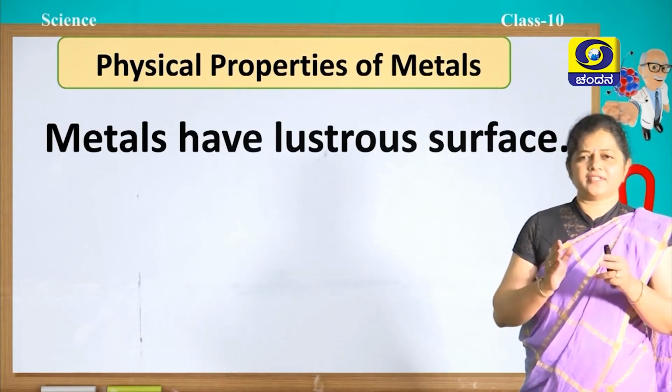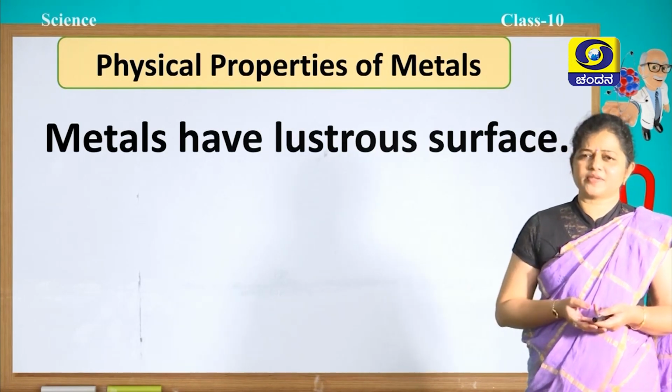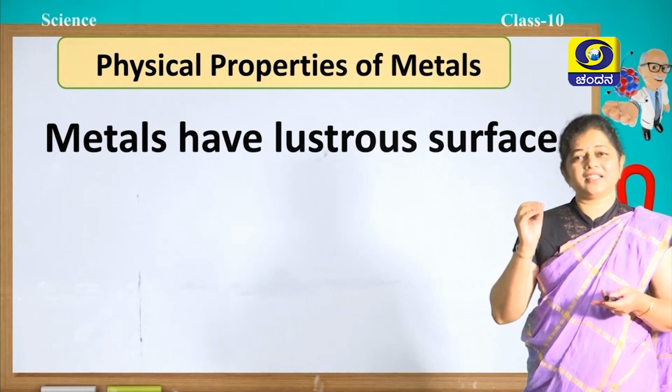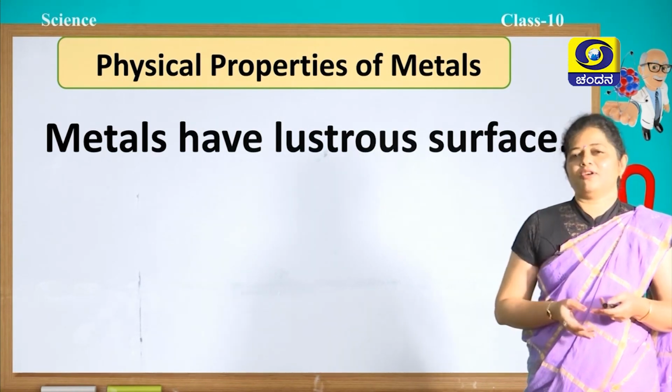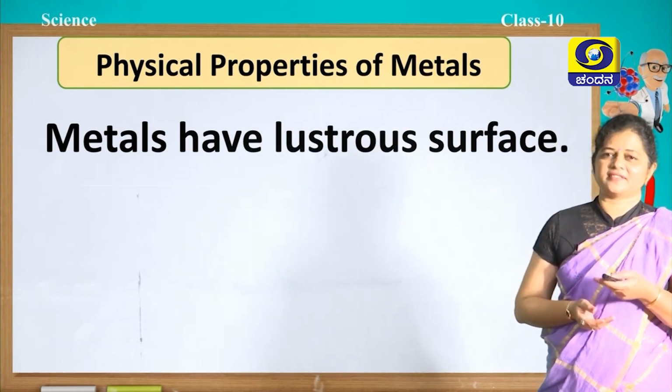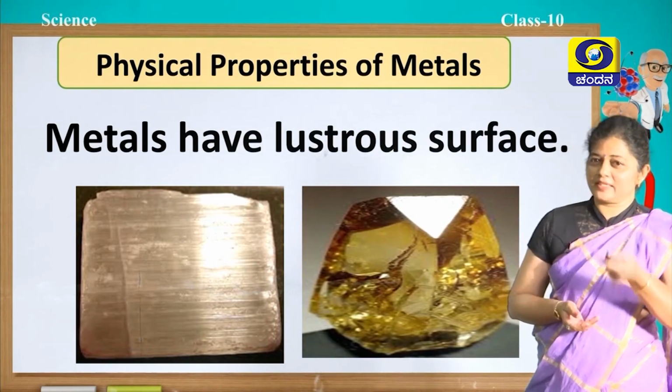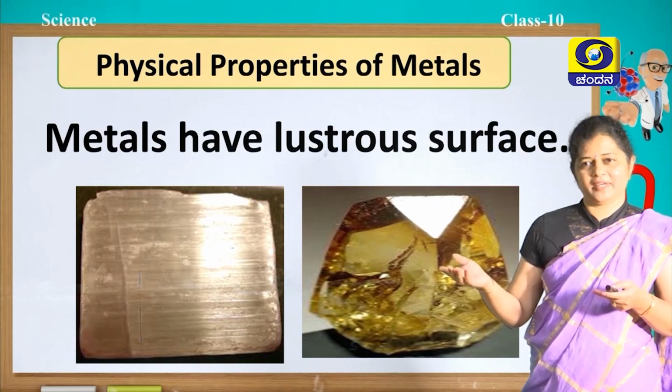All metals have a lustrous surface. Now, what do you mean by lustrous? A shiny surface. When you see a metal, you can see that it shines. So, this is called a lustrous surface. Now, you can see here, these are the metals, and you can see the shiny surface over the metals.